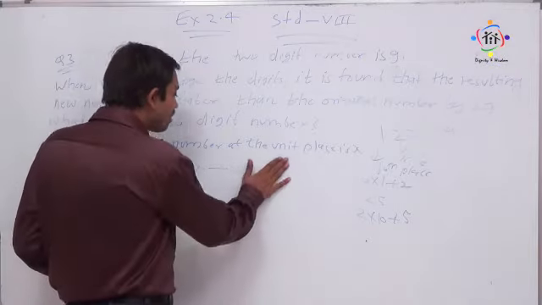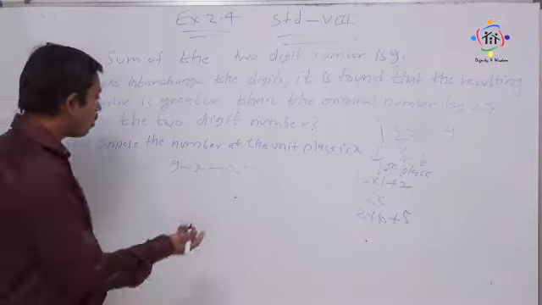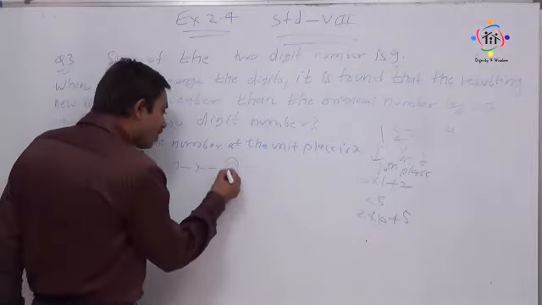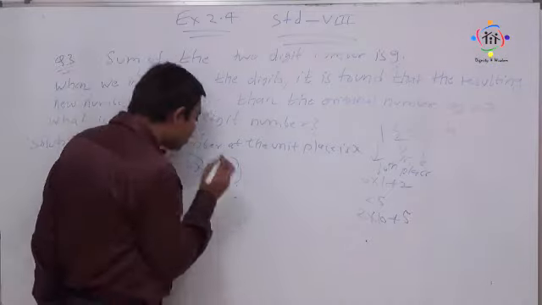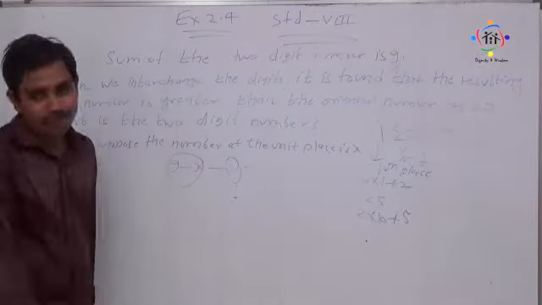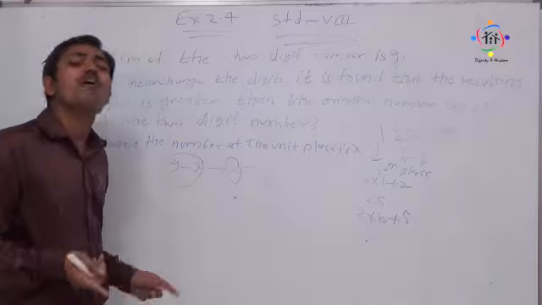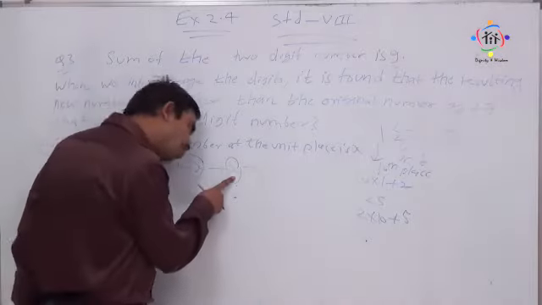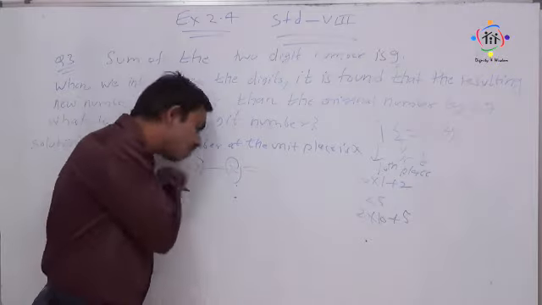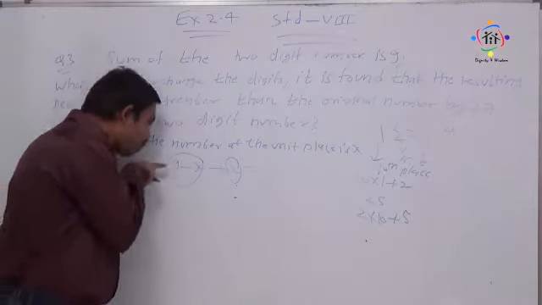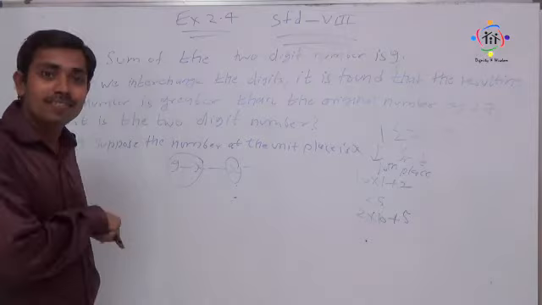Now, after this, my dear students, what is this? This is a unit place number and this is a 10th place number. Is it clear? Number means what? Digit. So this is the unit place digit and this is the 10th place digit. Is it clear? It is a digit.